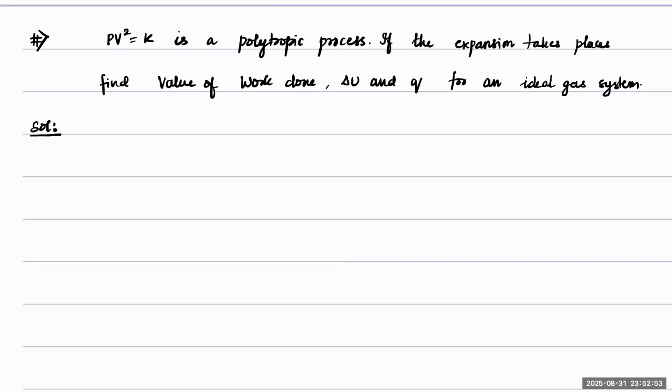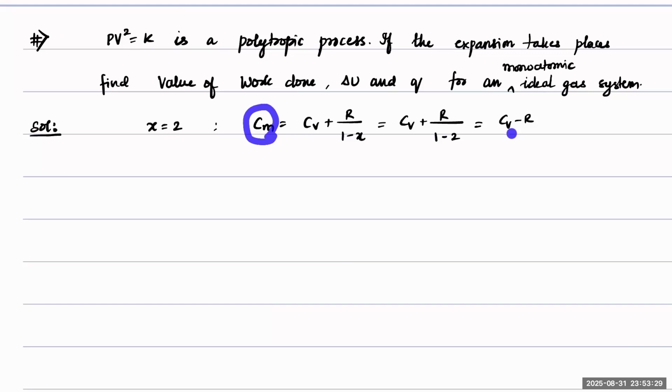We are trying to expand the gas here. So check out, if x is equal to 2, that is the condition here. If x is equal to 2, I can calculate Cm. Cm will be equal to Cv plus R by 1 minus x, which is equal to Cv plus, sorry, I forgot to mention that this is a monoatomic ideal gas system. So Cv plus R by 1 minus 2. So that will make it Cv minus R. So here I got a process where the heat capacity is Cv minus R.